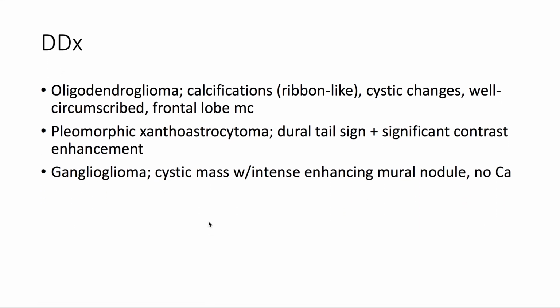The differential diagnosis on imaging includes oligodendroglioma, which has calcifications. However, they have a more ribbon-like appearance, cystic changes, and are well circumscribed. Contrary to the polymorphous neuroepithelial tumor of the young, oligodendroglioma is most common in the frontal lobe.